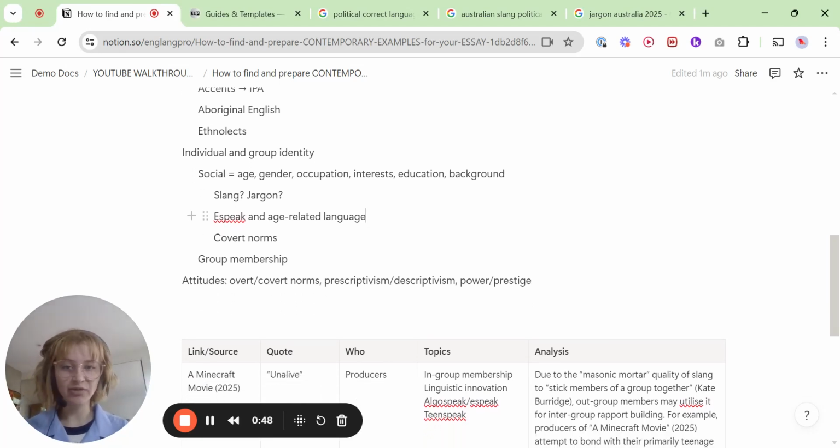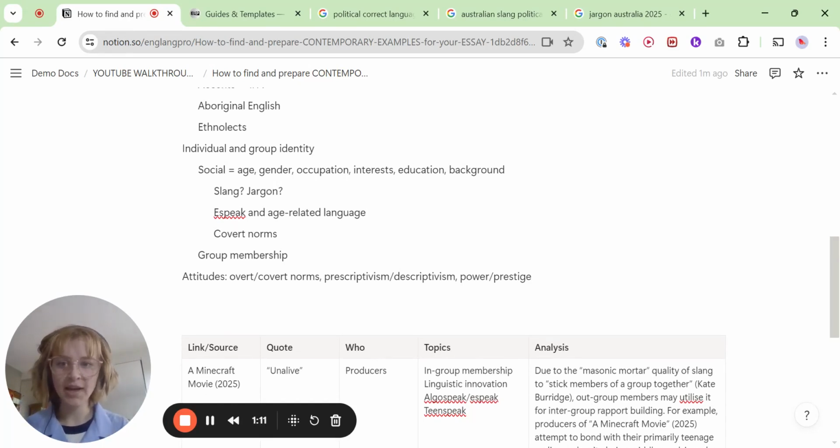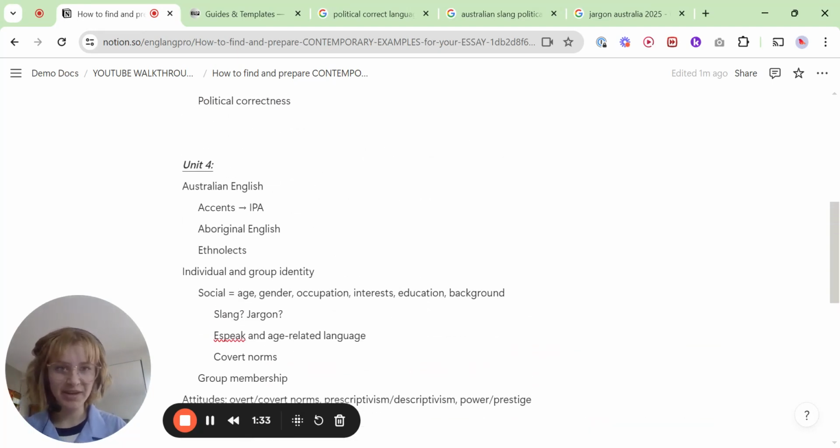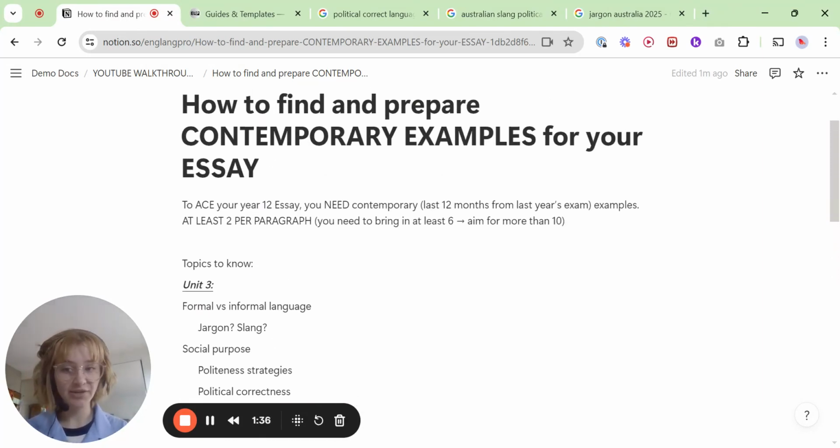E-speak, an age-related language we just touched on. E-speak in particular is a huge part of young people's language. And I've got an example down below, but we'll get to that in a second. Group membership and covert norms as well. Very interrelated ideas. And then here we've got attitudes: overt and covert norms, prescriptivism, descriptivism, and power and prestige. So ideally, by the end of the year, you guys should be confident about writing about any of these factors with at least one contemporary example, probably two. All right, so with that being said, let's get into how to find your contemporary examples.